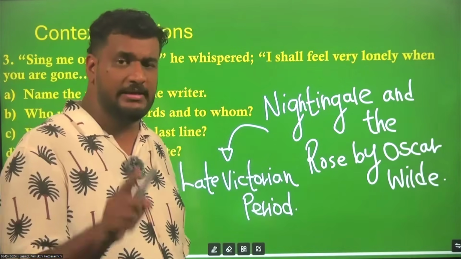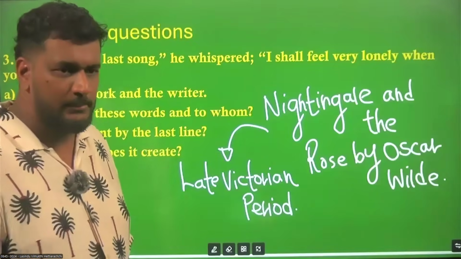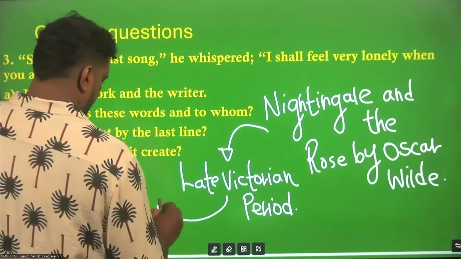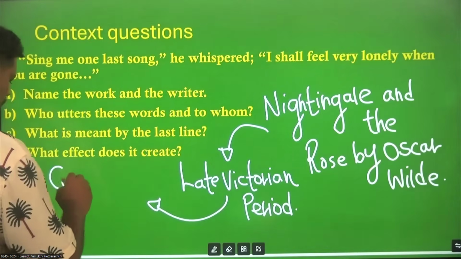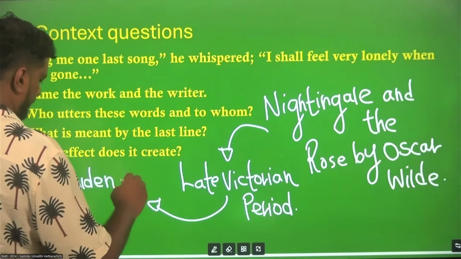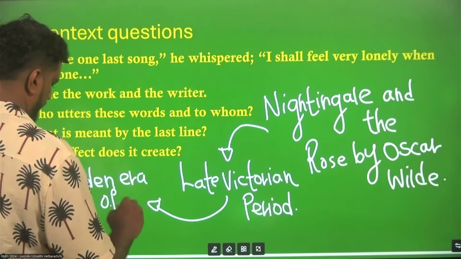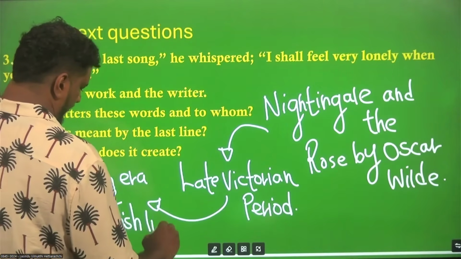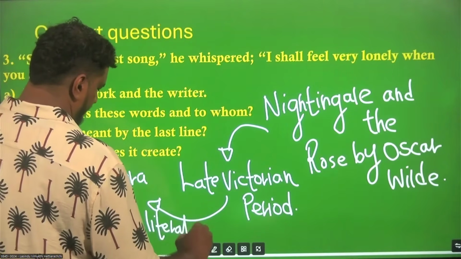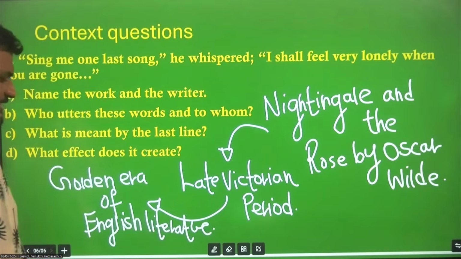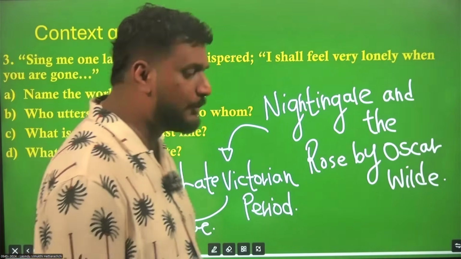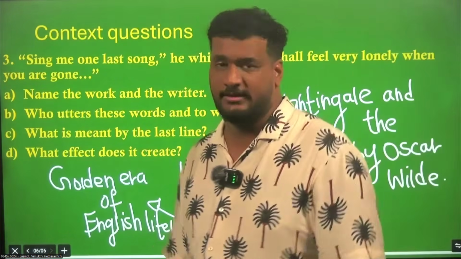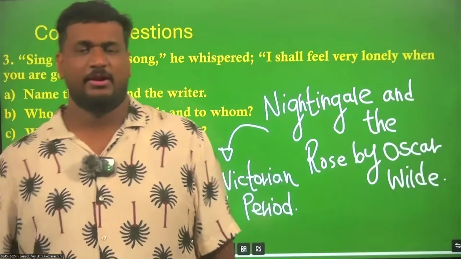Late Victorian period is very important to us because this is known to be the golden era of English literature. Victorian period is known to be the golden era of English literature. A number of masterpieces were composed during this period in the field of English literature.